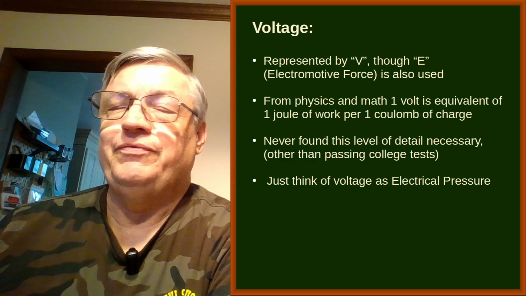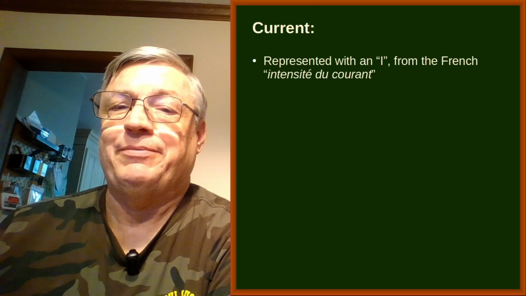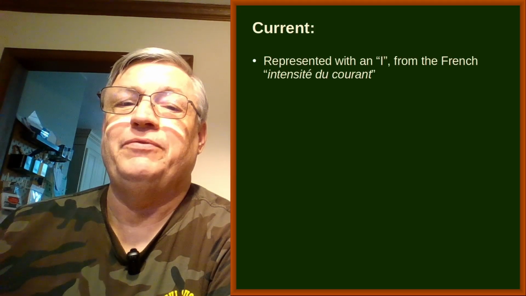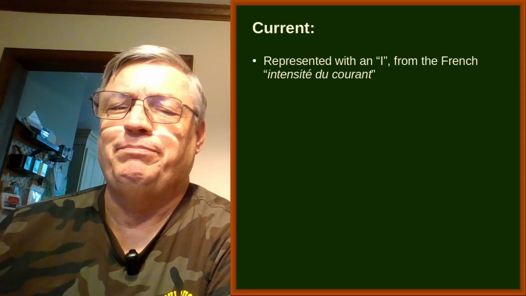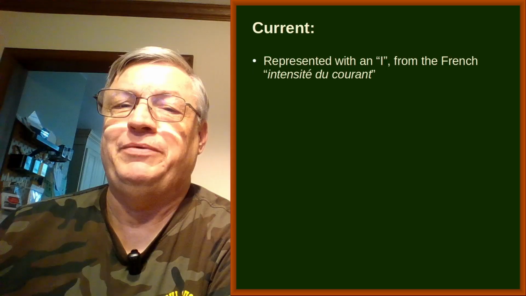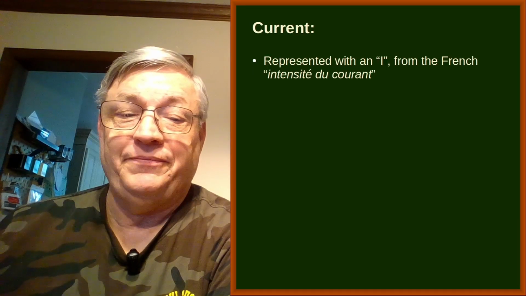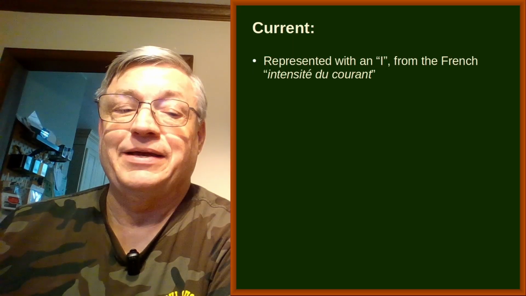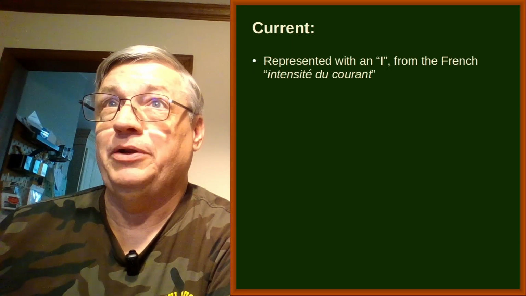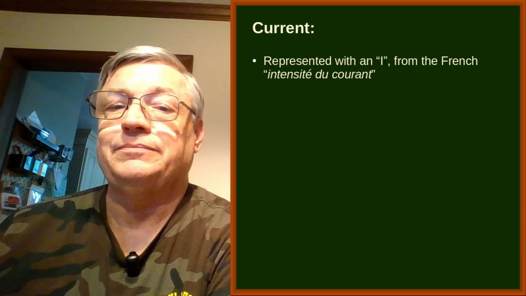Our next value is current, and interestingly, current is represented by a capital I. This is from the French intensité du courant. I'm probably butchering the pronunciation of that, but we get the I from the French anyways, so that's where the I comes from. But current is pretty much, when we're talking about it, represented by an I.